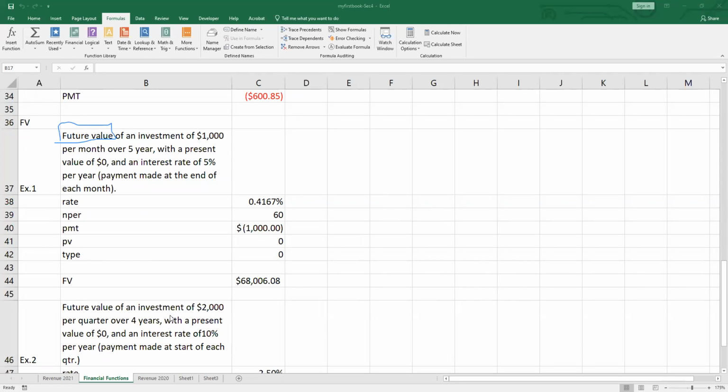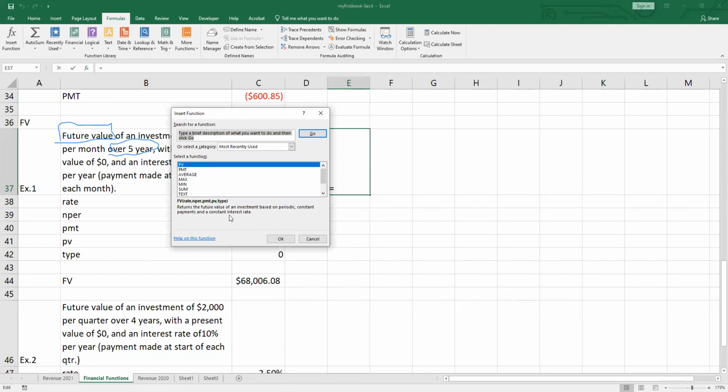For example, in this one, we said that we want to find the future value over 5 years. That means at the end of the 5 years, the future value, how much is it? In this example, when we talk about the FV function, let me talk about the arguments in the FV function and the syntax of the function first. For the FV function, we have rate, nper, PMT, PV and type, and it returns the future value of an investment.